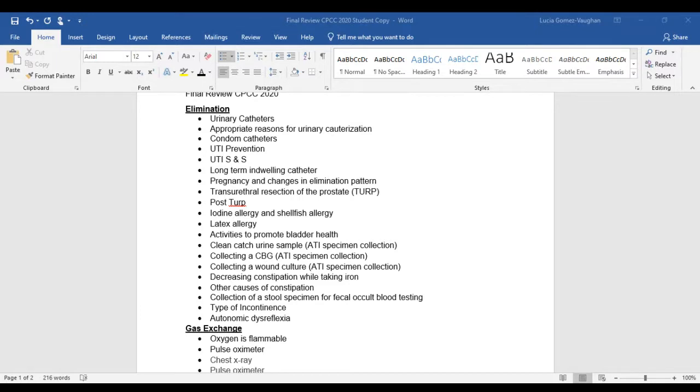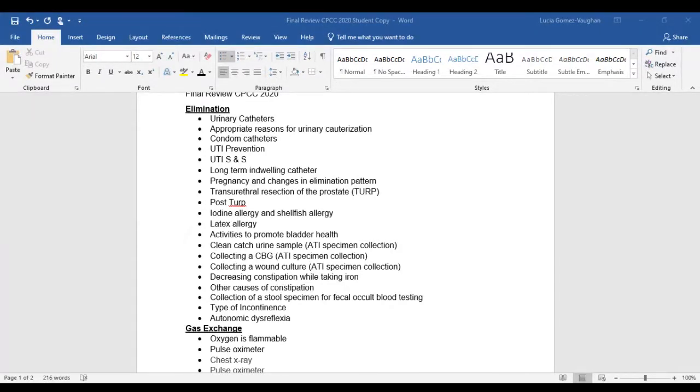Pregnancy changes in elimination pattern. Larger volumes of urine, because the woman has more blood flow during gestation, and this can cause more frequent urination. As the fetus grows, it can place pressure on the bladder, causing frequent urination. The use of prenatal vitamins with iron can also contribute to constipation in pregnant females.